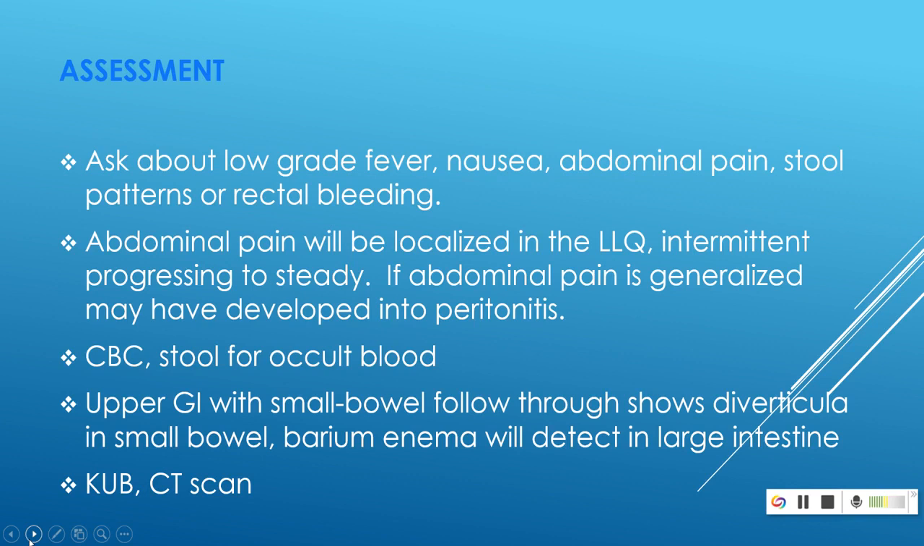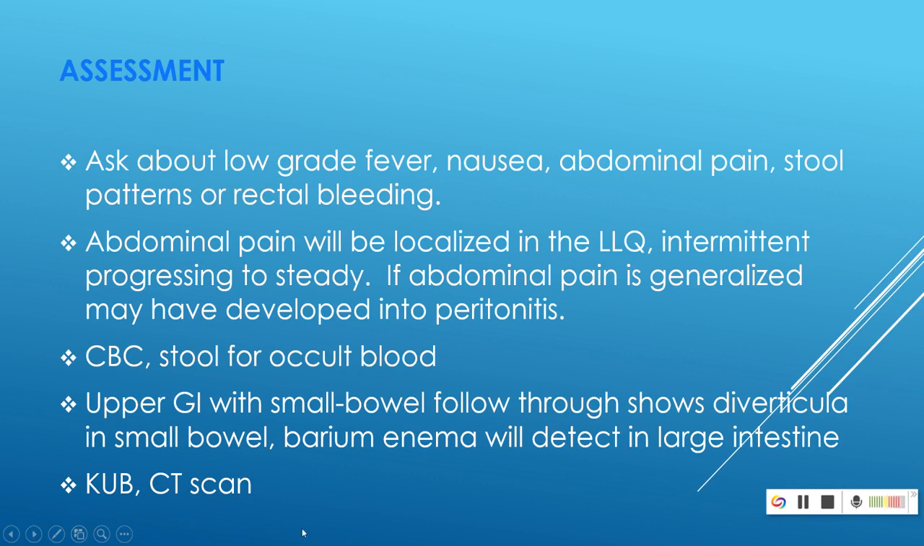We're going to get a CBC. We need to know white count because it's an inflammatory process. We need to know our H&H because we might be losing blood. We need to check our platelets because we need to be clotting. Stool for occult blood. Is there any blood in the stool? Because these could be small, slow bleeds too.